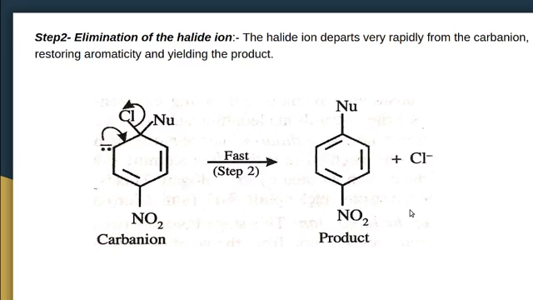So these are the two steps involved in the nucleophilic substitution reaction of aromatic halogen compounds. The first step is the addition step, the second step is the elimination step. And it also involves two molecules, the nucleophile and the aromatic halogen compound. So that is why the name bimolecular mechanism.